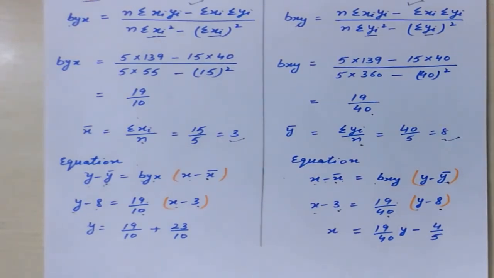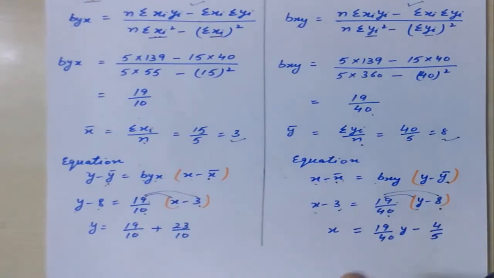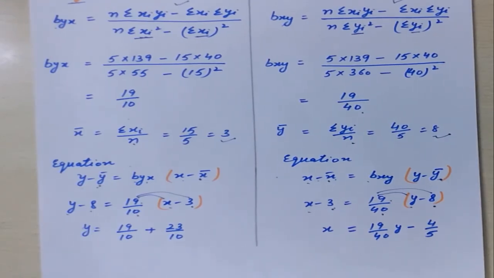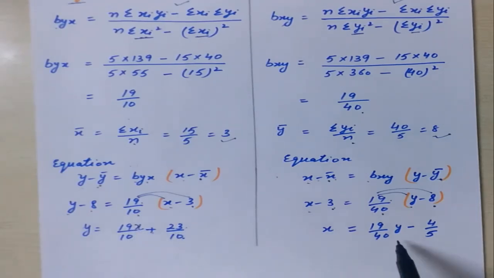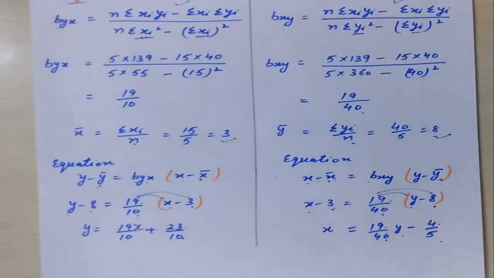Now, you can do the arrow method. This is the arrow method there. When you apply the arrow method and shift the terms to one side, you will get the value. y is equal to 19 upon 10 x plus 23 upon 10. Same case, 19 upon 40 y minus 4 upon 5 when we do the calculation.